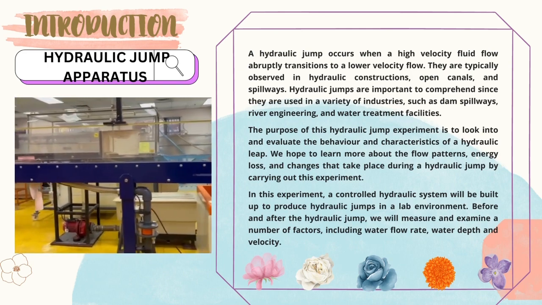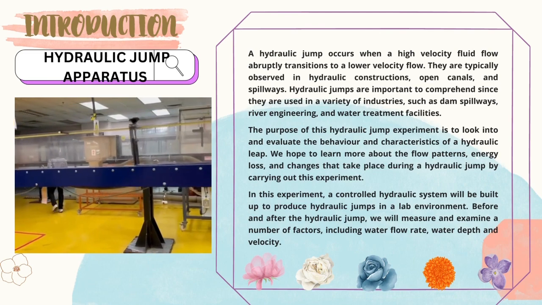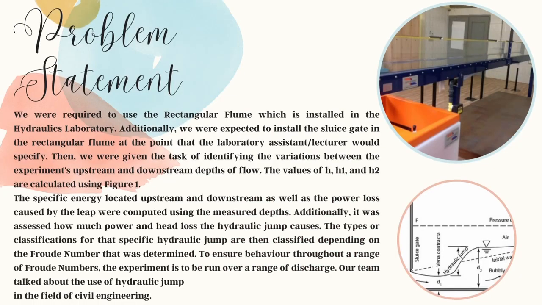Introduction: hydraulic jump. A hydraulic jump occurs when a high velocity fluid flow abruptly transitions to a lower velocity flow. The purpose of this hydraulic jump experiment is to look into and evaluate the behavior and characteristics of a hydraulic jump. In this experiment, a controlled hydraulic system will be built up to produce hydraulic jumps in a lab environment. Before and after the hydraulic jump, we will measure and examine a number of factors including water flow rate, water depth, and velocity.